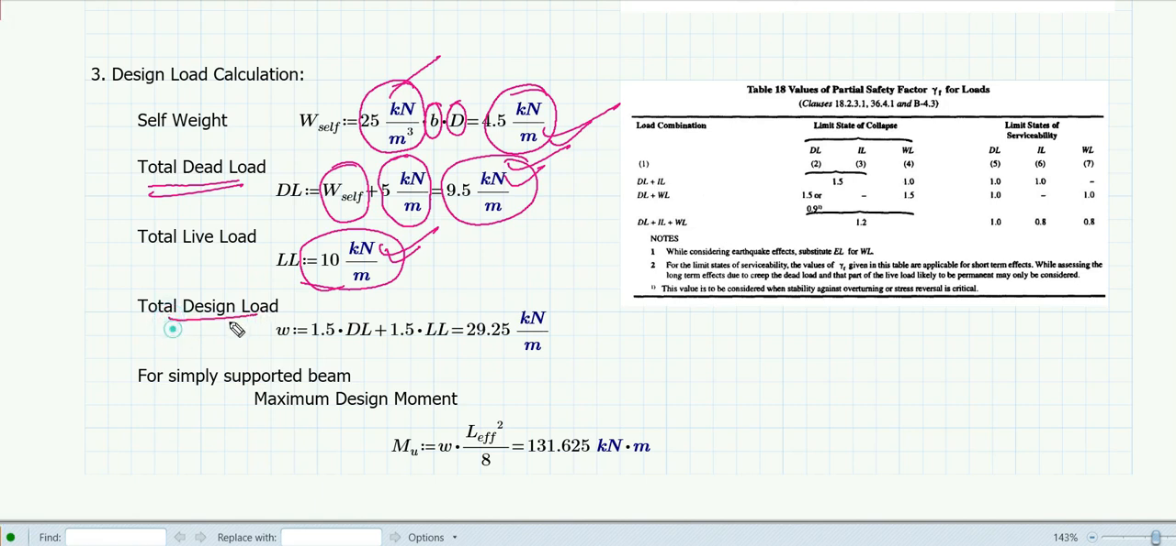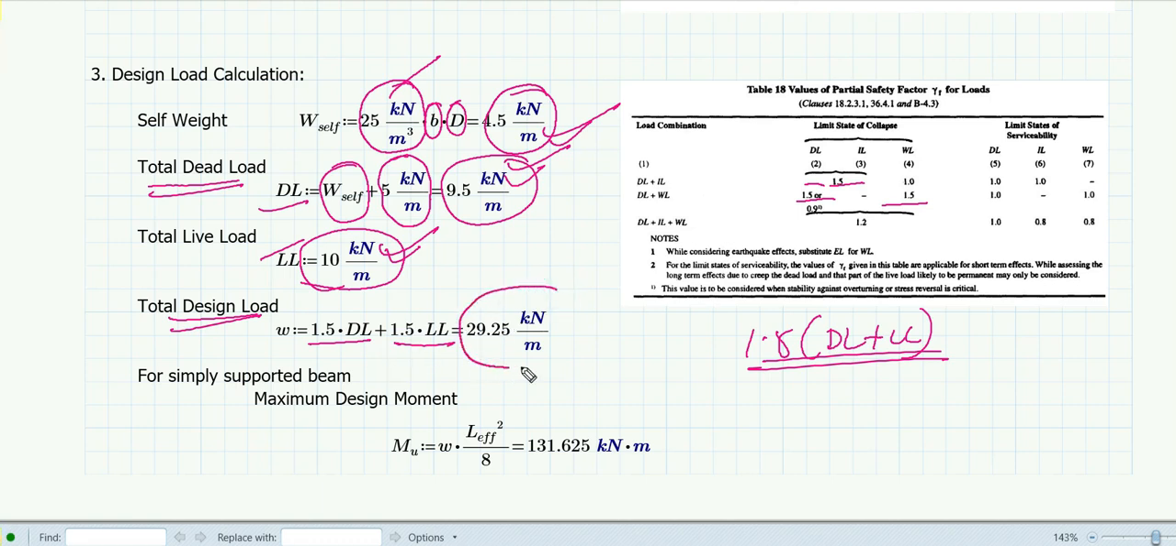So the total design load becomes, as in this case only dead load and live load are available, which combination are you going to use? We are going to use 1.5 dead load plus 1.5 live load. This particular combination we are going to use. So 1.5 dead load plus 1.5 live load will give you 29.25 kilonewton per meter. So this is the design load. With this load we are going to design.